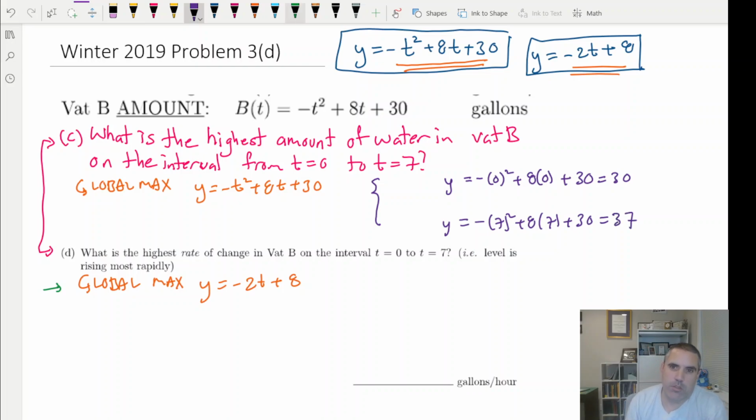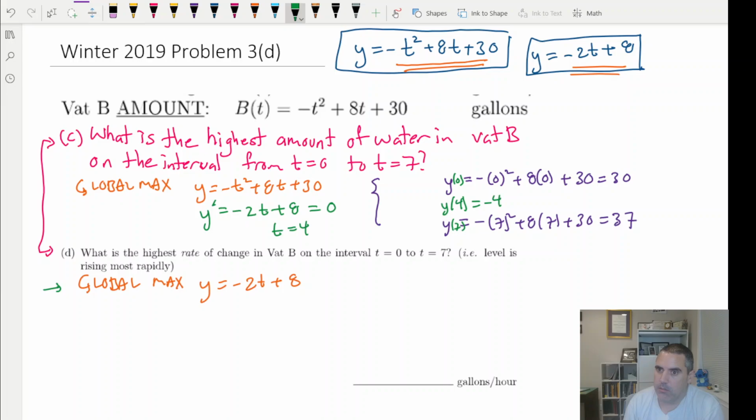And then you always have to do some more work to figure out if there's any other values you have to deal with. So you take the first derivative of whatever you're analyzing, set that equal to 0, you get t equals 4. 4 is between 0 and 7. Maybe I'll just put a little mark here so I don't forget what I plugged in. And then you'd plug in 4.